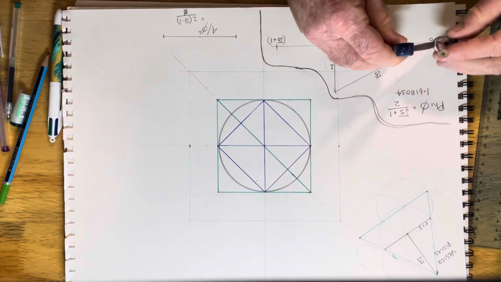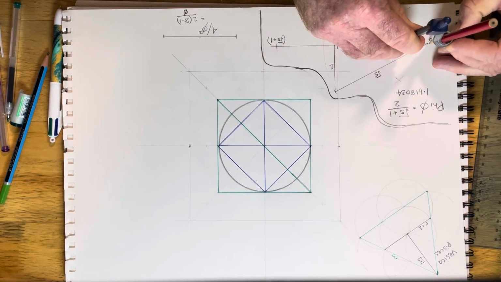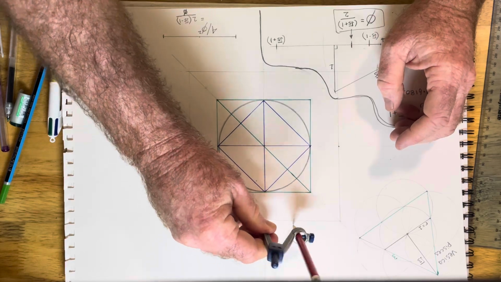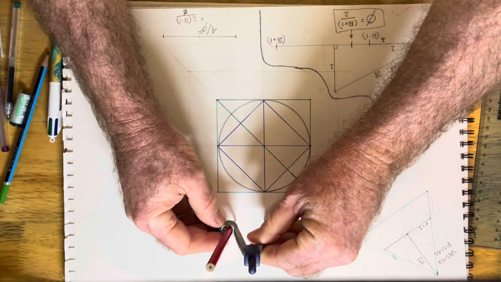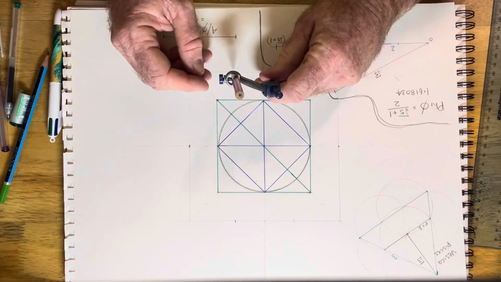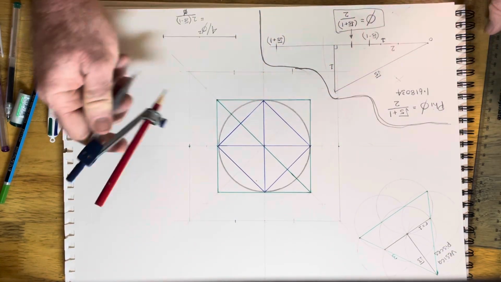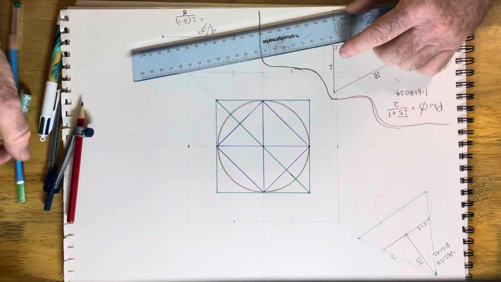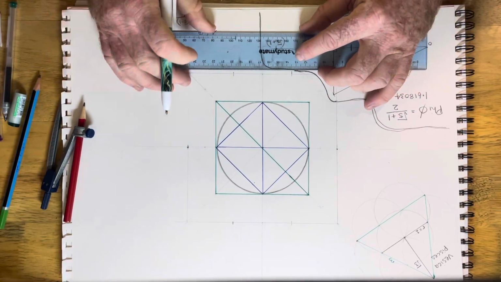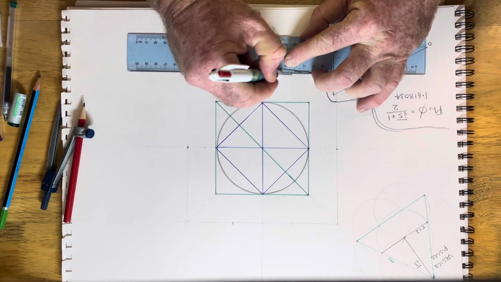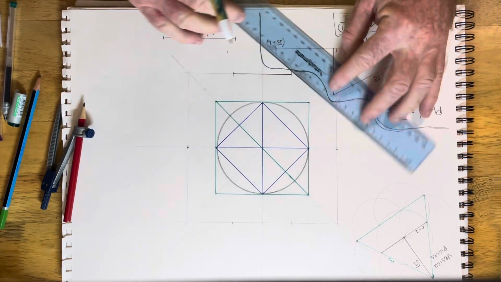We need this one because this is the width of the edge. This is the edge of the dodecahedron. So then we can draw it, and we're drawing it in black. This one here, that's one of the edges.